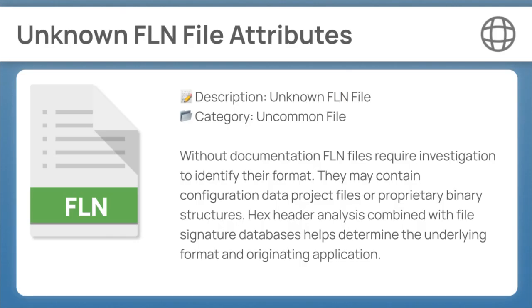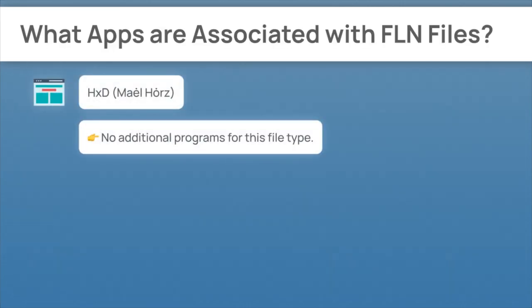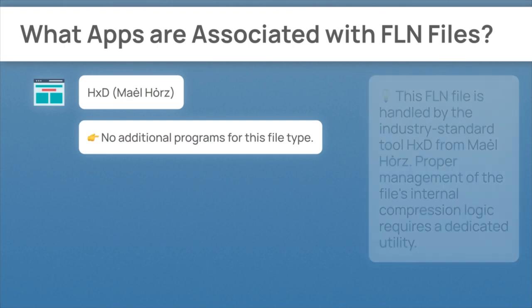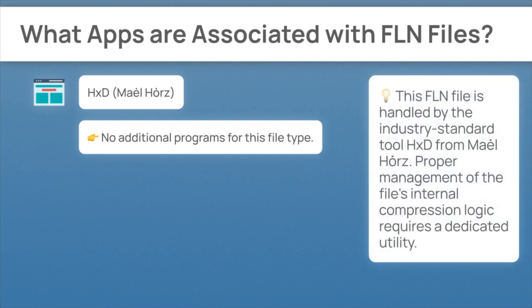Hex header analysis combined with file signature databases helps determine the underlying format and originating application. The source application for FLN is frequently listed as HxD from Maël Hørst. Proper management of the file's internal compression logic requires a dedicated utility. Windows gives little information, requiring programs designed for the format's era.